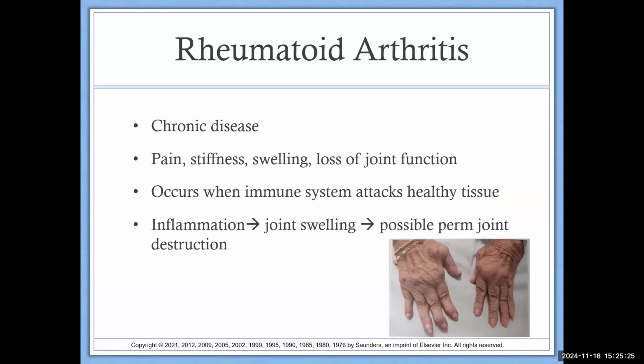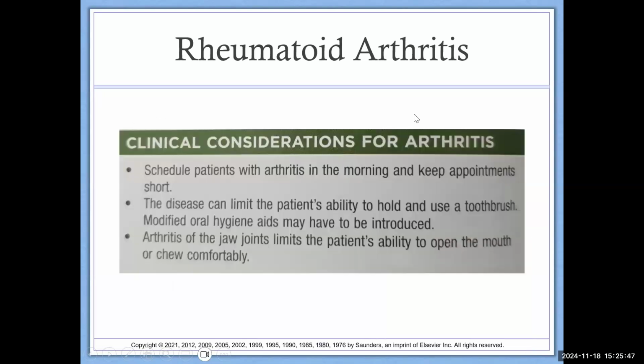RA, which is one type, is chronic. It's pain, stiffness, swelling, loss of the joint function. It occurs when the immune system attacks healthy tissue. So what happens is you get inflammation, then you get joint swelling, and possible permanent joint destruction. And this is a typical example of someone with RA in this picture here.